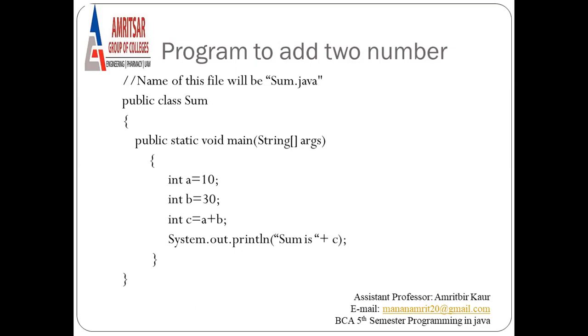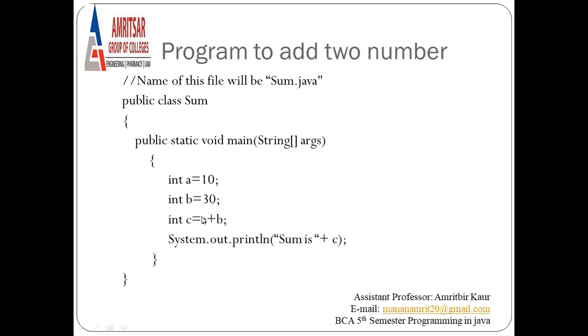To add two numbers, firstly we need two numbers like a and b having some values. So here we declare and initialize two variables: first, int data type and a variable named a having value 10, and int b equals 30, means two variables. And we also require a third variable to store our result. So here we declare int c, and in c we store the result after addition.